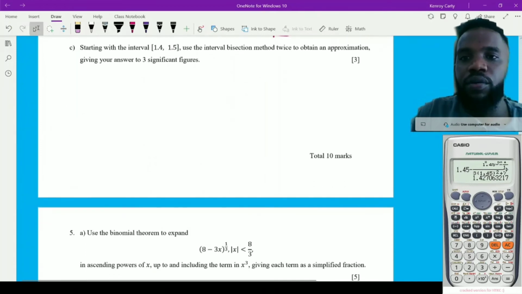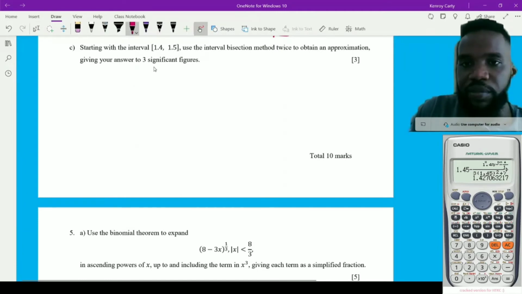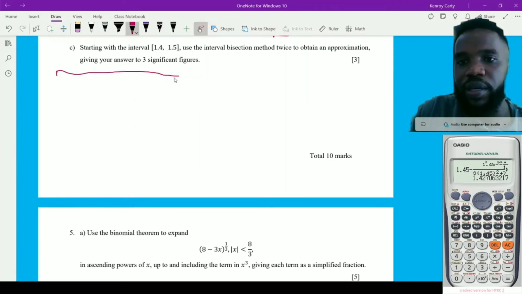Alright, question C. With the interval 1.4 to 1.5, use the interval bisection method twice to obtain an approximation, giving your answer to 3 significant figures. Alright, with interval bisection, it believes that if you keep bisecting the interval between where the roots lie, you keep getting closer and closer to the root. Let's see if that is true. 1.4, 1.5.